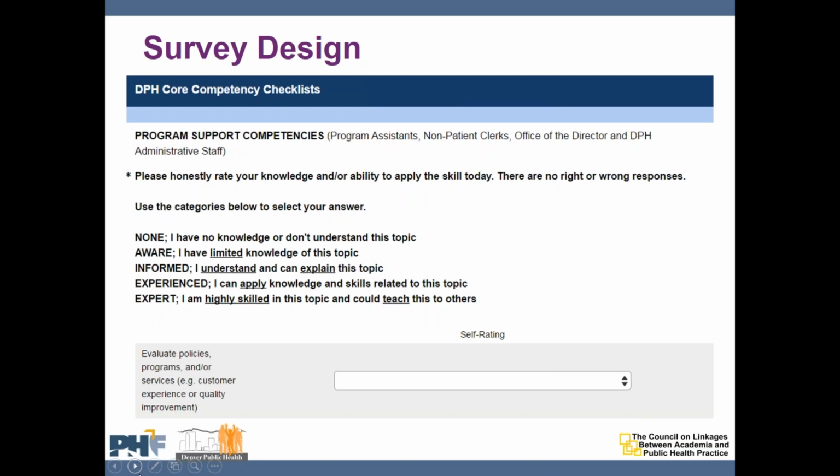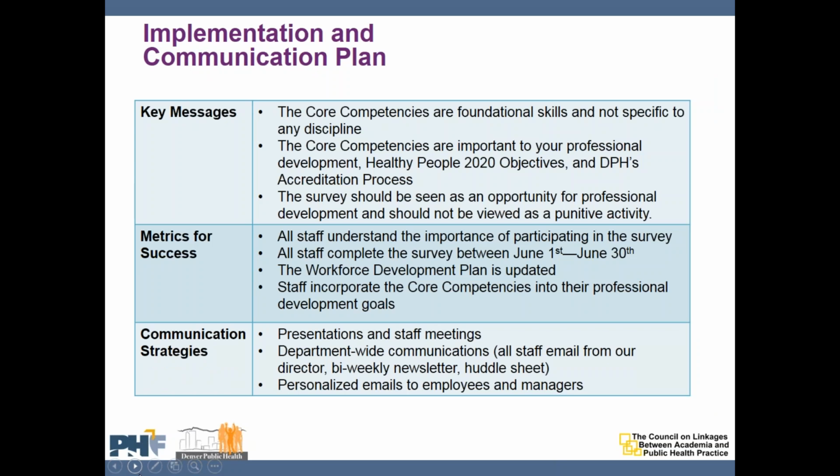So every employee was asked their 6 to 10 competencies related to their job classification, as well as the 15 department competencies. And to help with our survey launch, we designed a comprehensive implementation and communication plan.